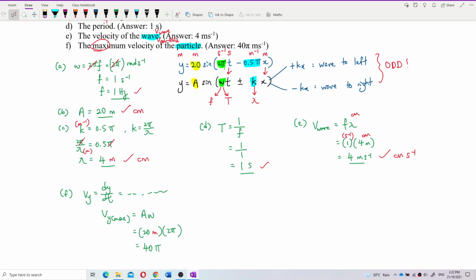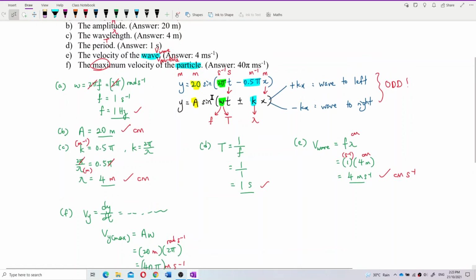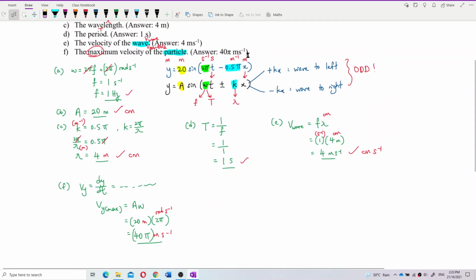What's the unit? Just now your A is in meter, amplitude is in meter, and your omega is 2 pi per second. You can write it as radian per second or per second, but the radian can be ignored because it's not an SI unit. So in the end, your velocity is just meter per second. So that's the answer, 40 pi meter per second. Is it correct? Yes, that's correct.